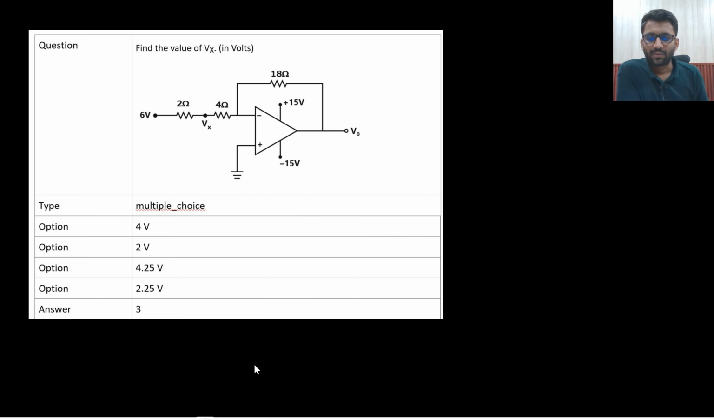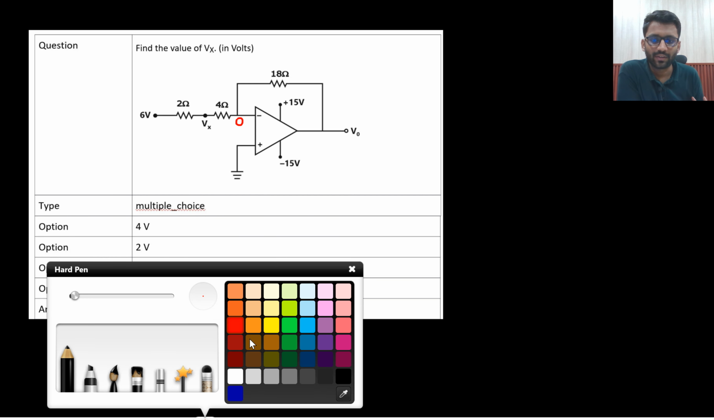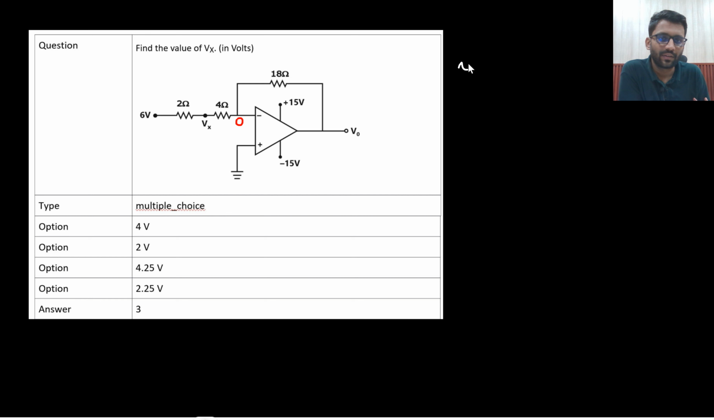Okay then. In this question you need to find the value of Vx. So will that be 4 volt? 0 volt will come here, it will be 4 volt. No, that will be wrong. Why would that be wrong? Because let's just say this becomes 0 volt. What will be your V0?